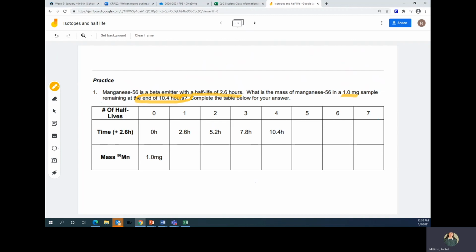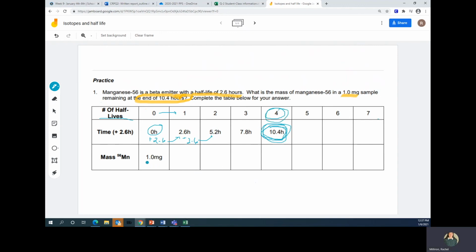So here in this table, we've already got a lot filled out for us. We have the number of half-lives going from 0 to 7. We have the time. For every half-life, we're adding 2.6 hours. 0 to 1, we're adding 2.6. Adding 2.6 to 2.6 and getting 5.2 and so on. And we're really looking for what the mass is after 10.4 hours, or 4 half-lives.